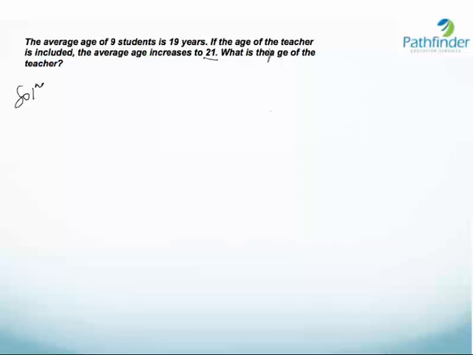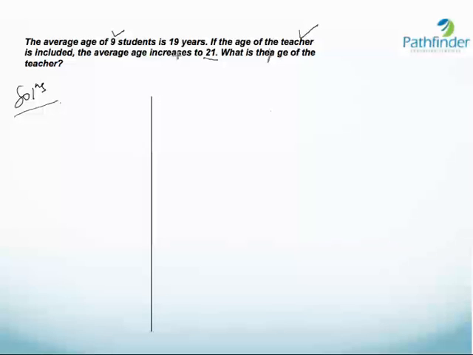Let us try to solve this by the deviation method. Now, what is the first rule of the deviation method? The first rule of the deviation method is which average to consider. There are two groups here. One group has 9 students, and then there is the teacher, which forms the other group.